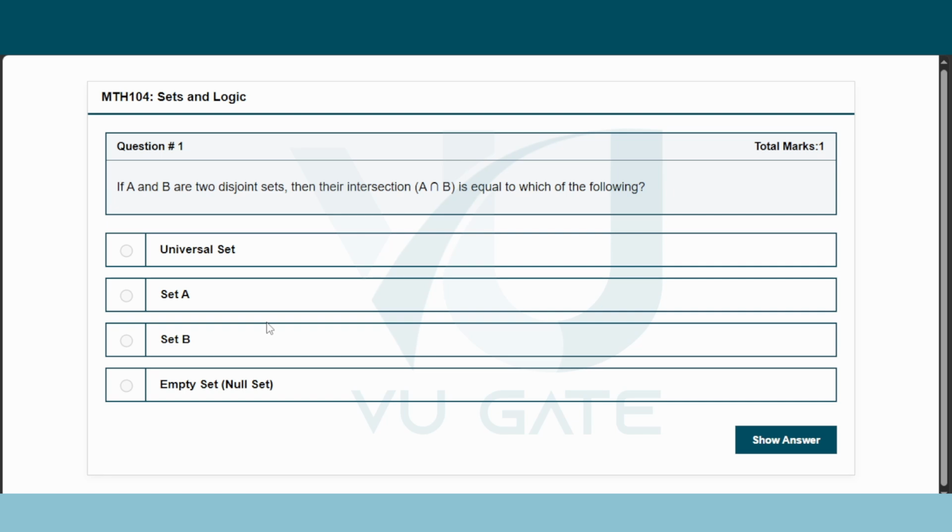Today we are covering the MTH104 sets and logic midterm quiz featuring 40 highly important conceptual and repeated questions. Let's start with our first question.